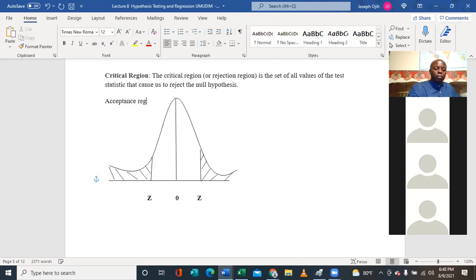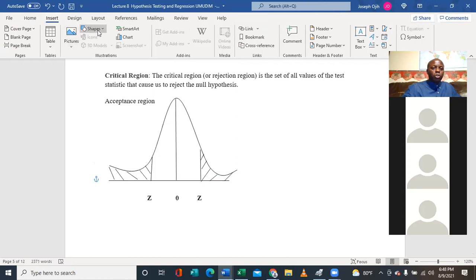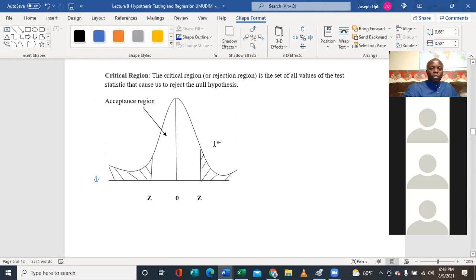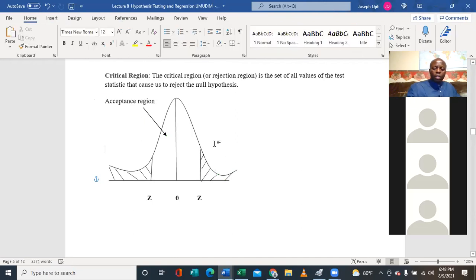Acceptance region, which is used for this unshaded portion. This side, this place, acceptance. But anything that falls above that, then rejection or critical region. Critical region.